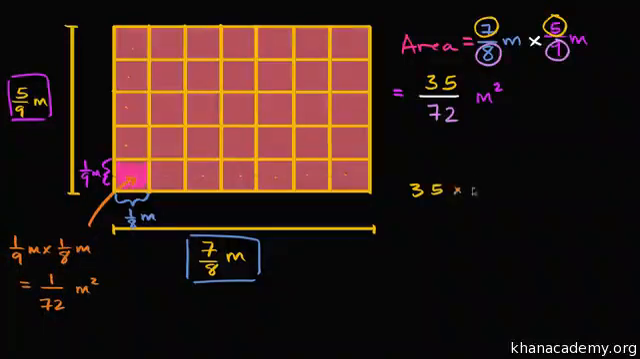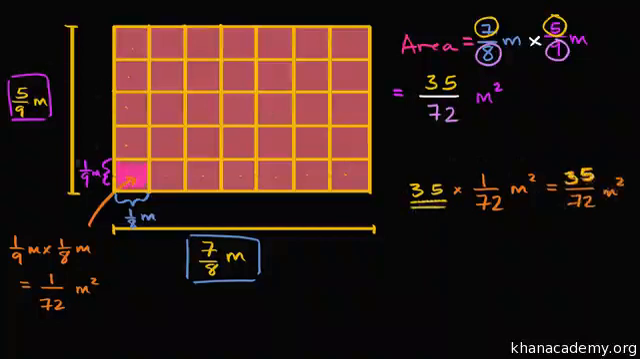So the area of all of them combined is going to be 35 times the area of each of them. 35 times 1/72 of a square meter. And what's that going to be? Well, that's going to be exactly what we got up here. 35 times 1/72 of a square meter is going to be 35/72 of a square meter. And this 35 is the same one that we had in yellow. That's this one right over there.